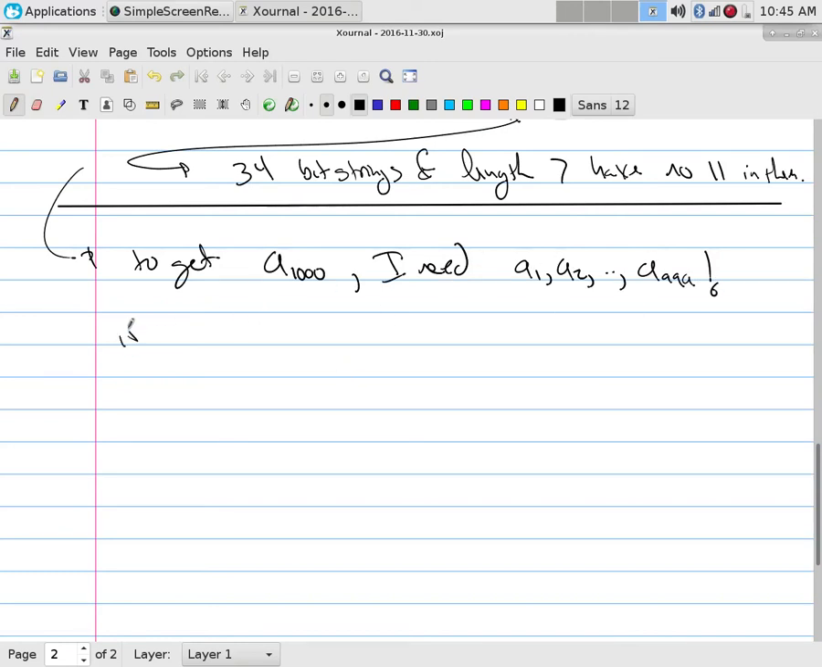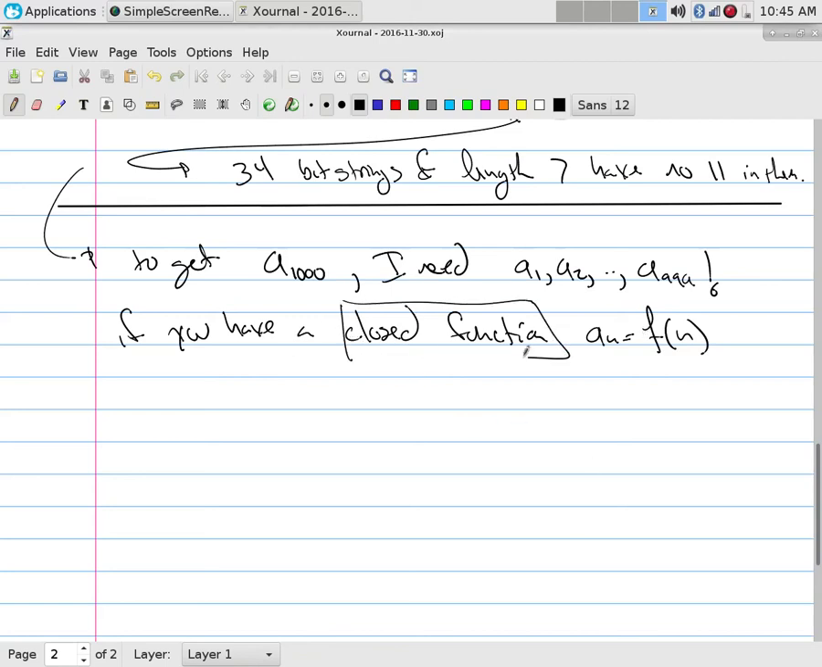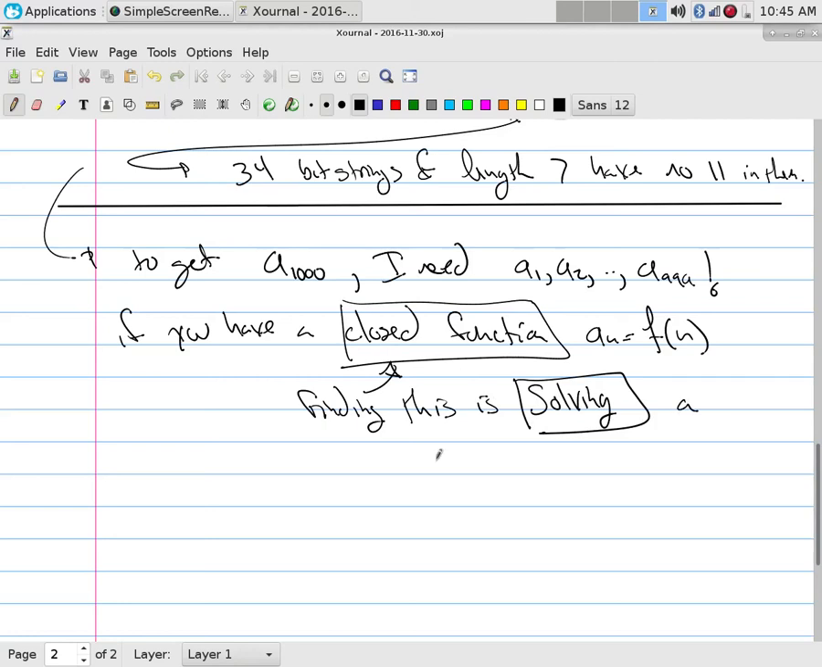On the other hand, if you have a closed function, where a sub n is some sort of function of n, you just plug in the n and you would immediately get the number. There, you don't have to generate any of the intermediate steps. I would just need the closed solution. How do I immediately jump to the answer? Finding these closed functions is solving a recurrence relation.